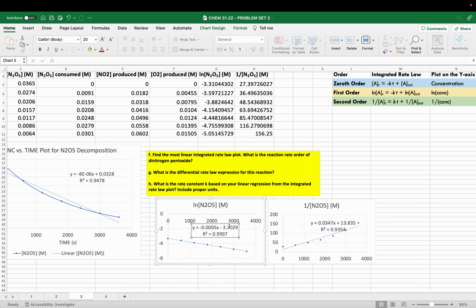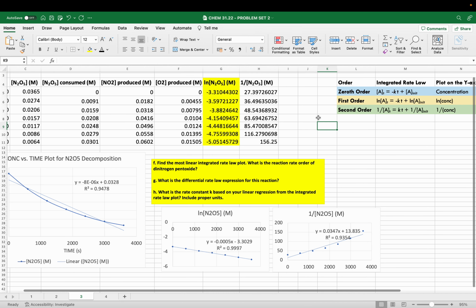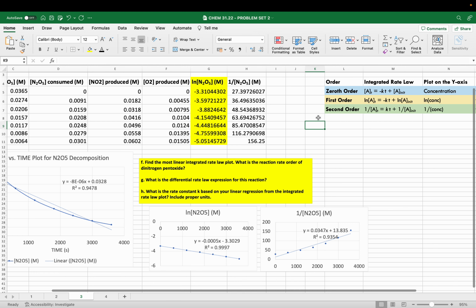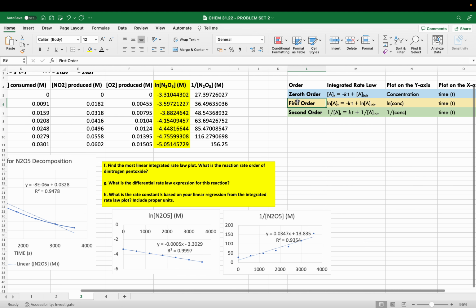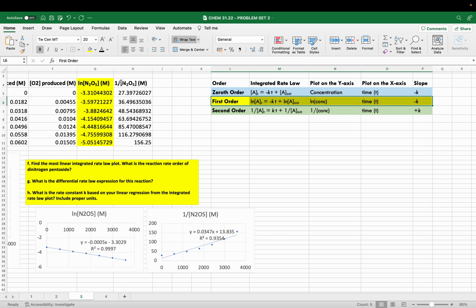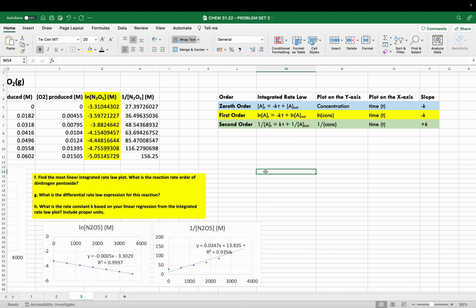We get an R squared of 0.999, so very close to 1, with the natural logarithm of concentration against time. And this indicates that our reaction is in fact a first order reaction with respect to dinitrogen pentoxide.